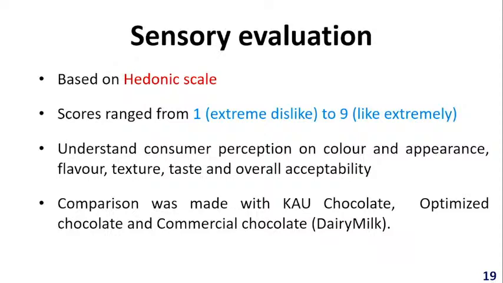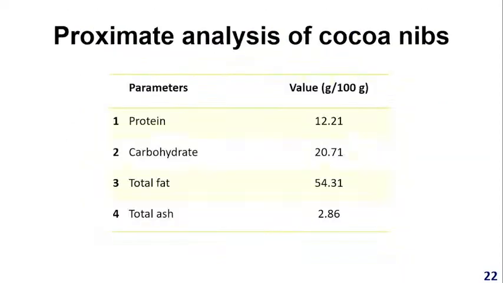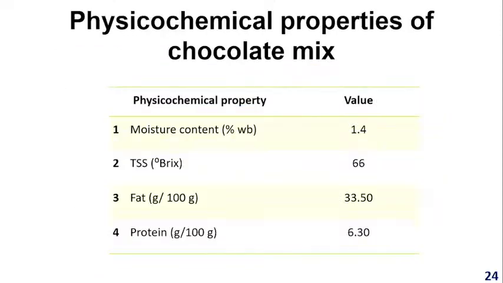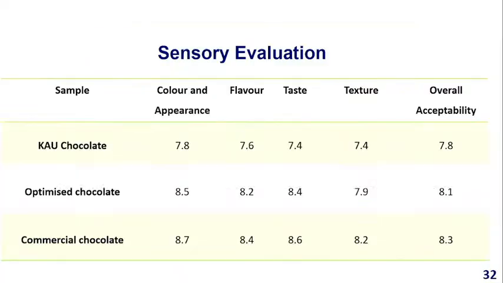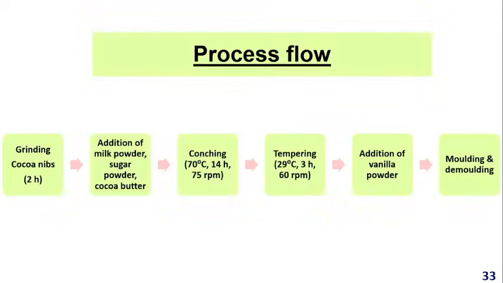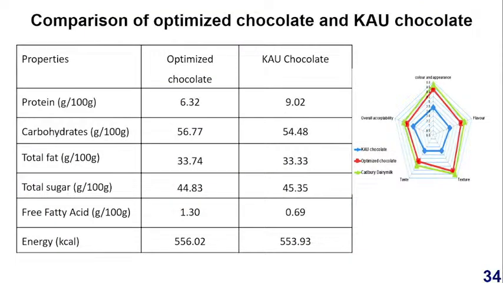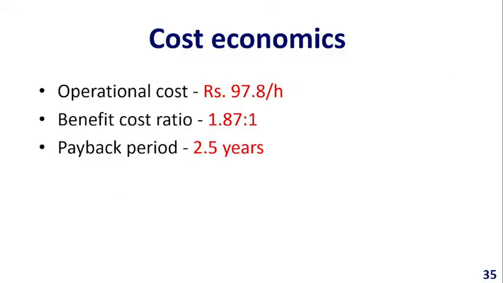And the main sensory evaluation was done with respect to the cottage-developed chocolate, the Kerala Agriculture University developed commercial chocolate and the optimized chocolate. Together we have done the sensory analysis, which comes to the range of this. That is, we are on par with the commercial grade chocolate. The melting is comparatively less when we compare it with the cottage level KAU made chocolate, and the other sensory scores and all the physical and rheological parameters of the mix were studied.